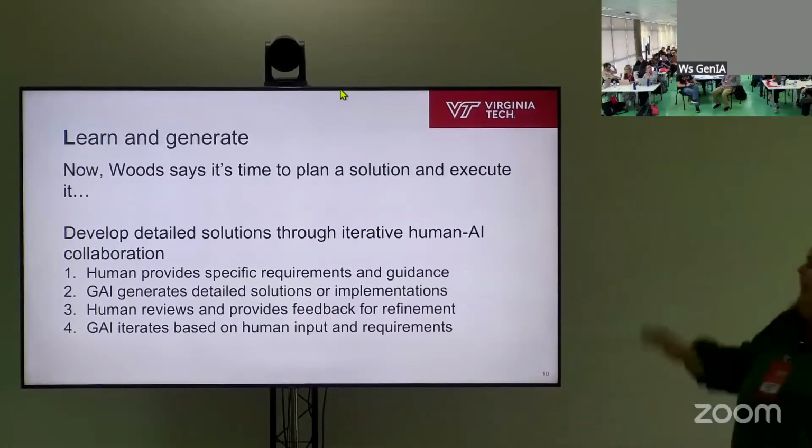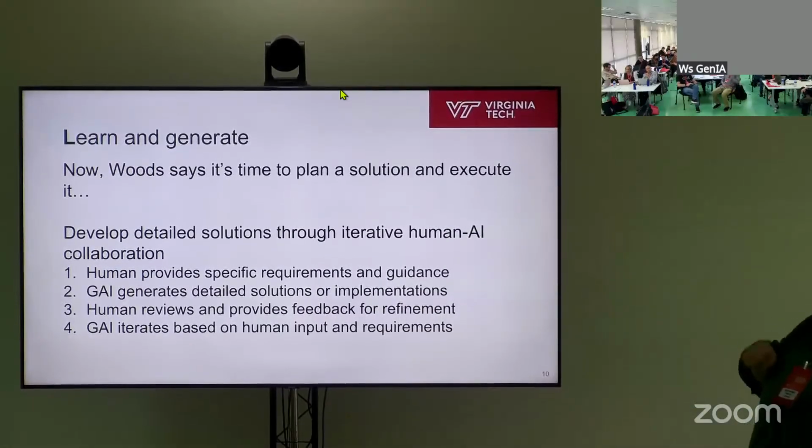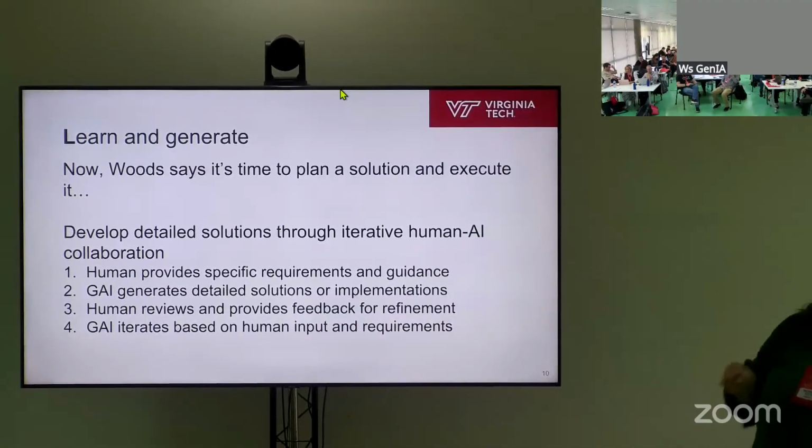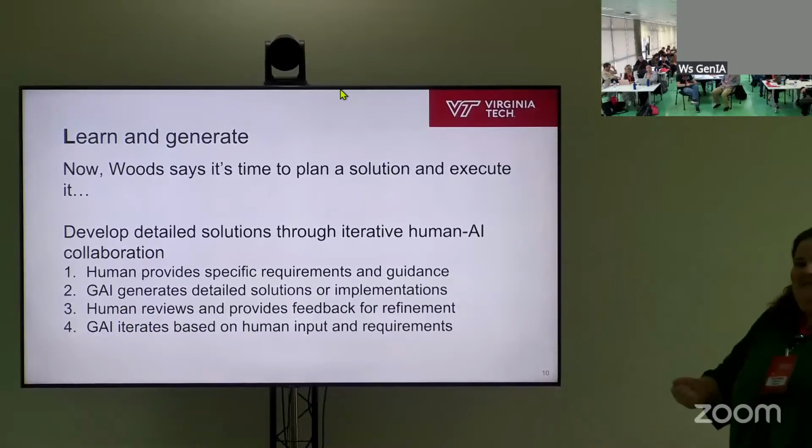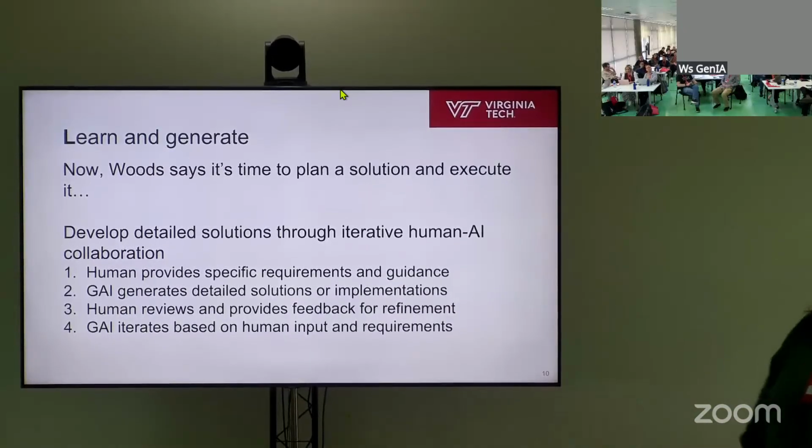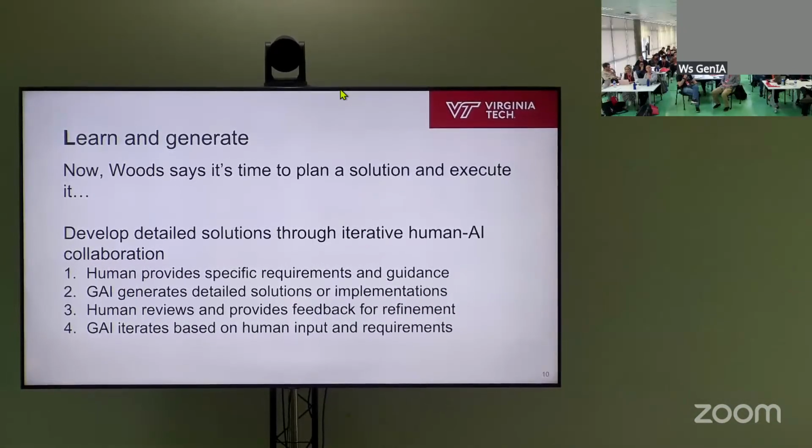L, which is learn and generate. So now it's actually time to pick a solution and execute it. This is the exciting part to me, especially because you're still collaborating with AI while you're taking it out into the real world. As a human, you're providing those specific requirements and guidance.